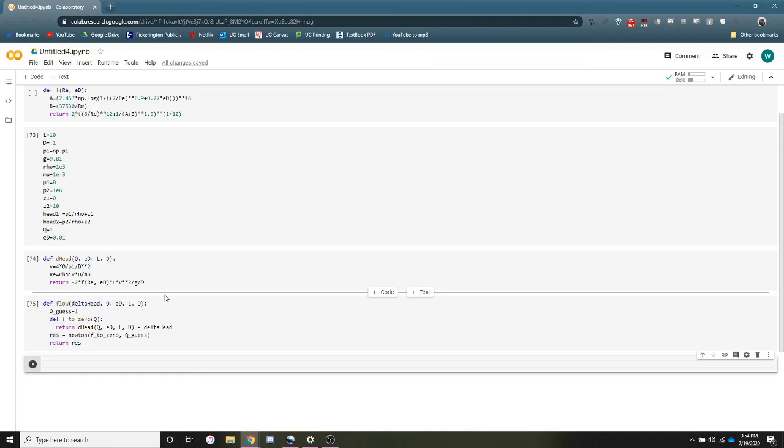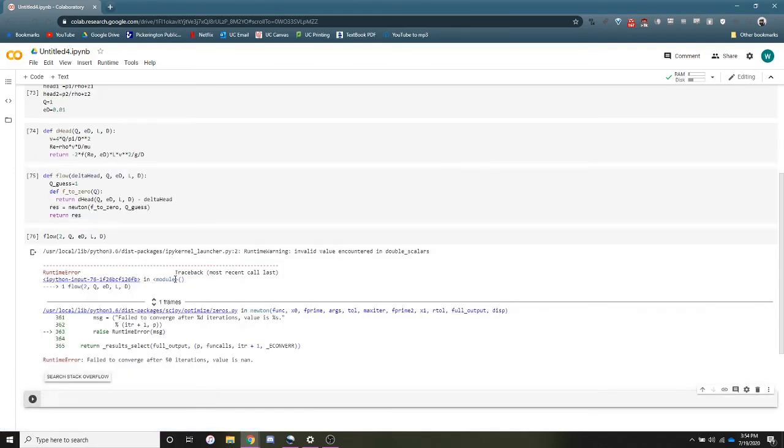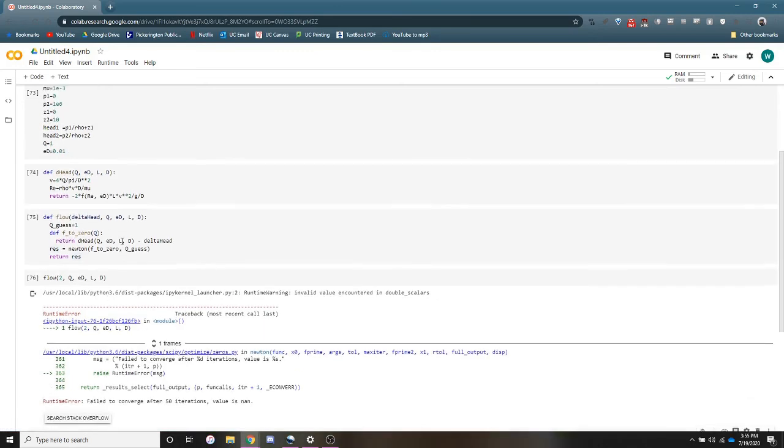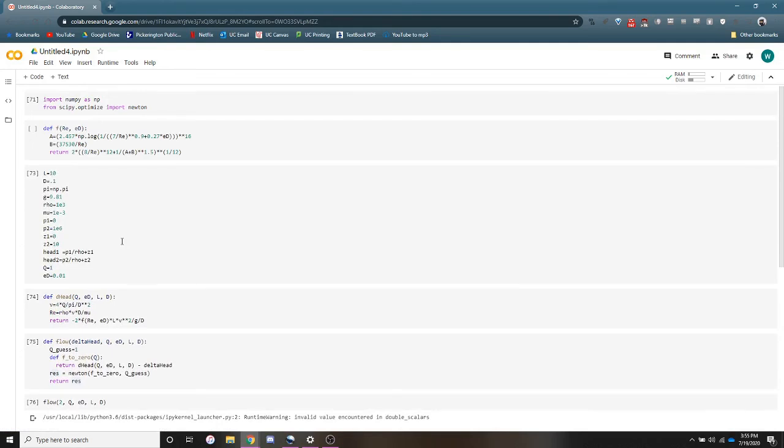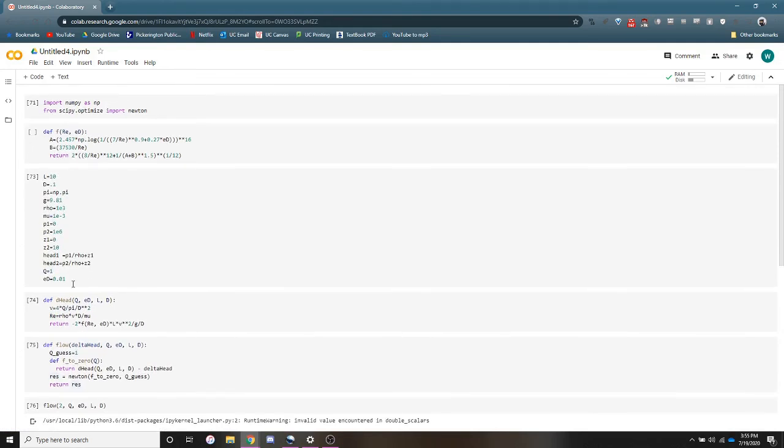But if it's going from 2 to 1, the flow rate's going backwards, and based off how we have this Newton factor, this Newton solving, it breaks. So if we have flow, for example, of 2, Q, E, D, L and D, this breaks because it's backwards and it doesn't really want to behave. So this can break in multiple places and we need to fix all of them.